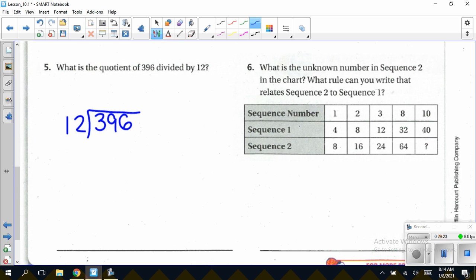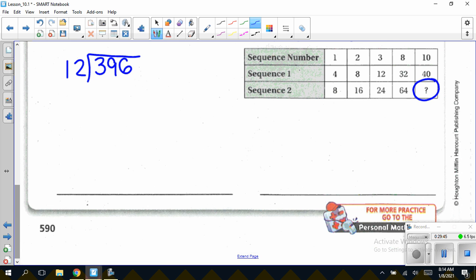Finally, for question number 6, this does have 2 different things that you will have to do in order to get this answer correct. For this, the first part, it says, what is the unknown number in sequence 2 in the chart? So you will be filling in this number for the table. Then they want to know, what rule can you write that relates sequence 2 to sequence 1?